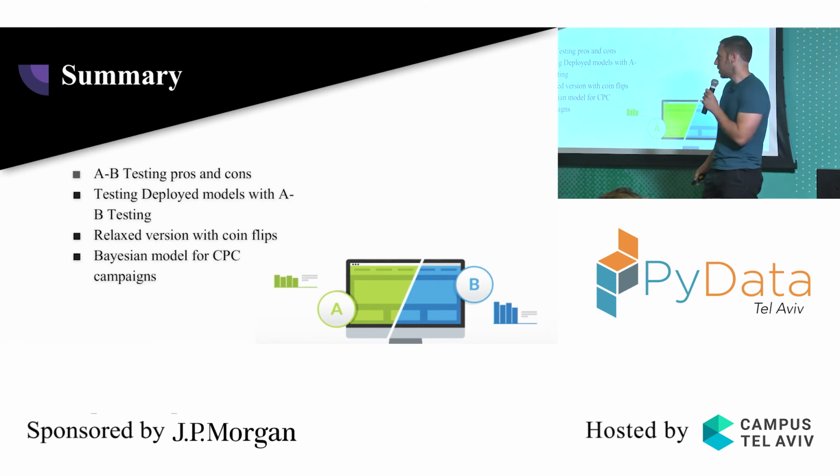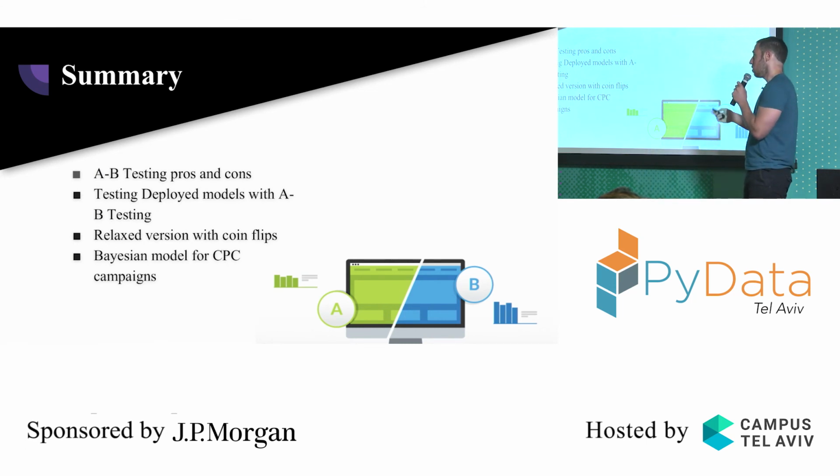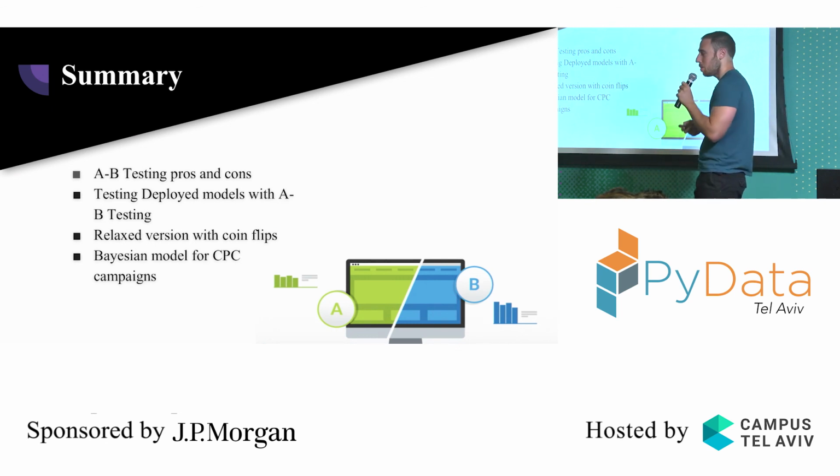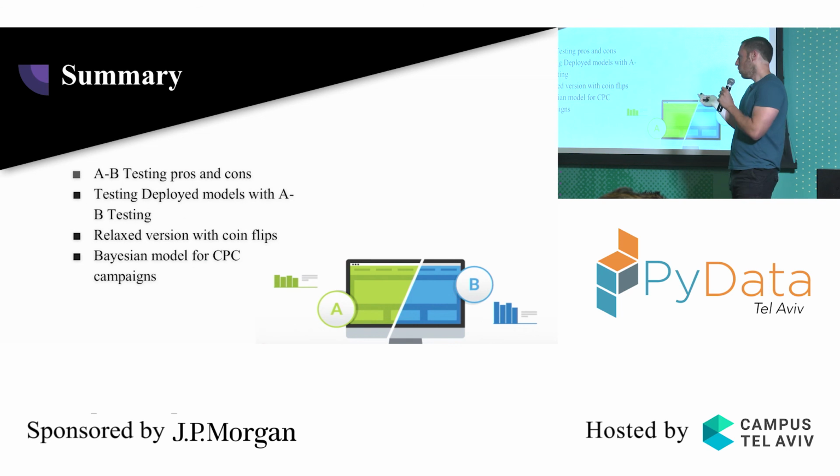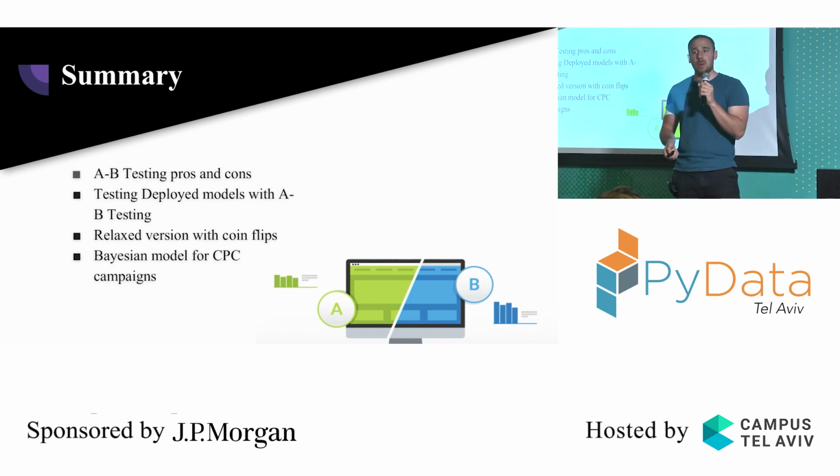Okay, so to summarize, we saw an A/B testing experiment. We saw a factorial experiment. We saw how A/B testing can be used when deploying models in production. We saw a relaxed version with a coin flip and a more advanced version with a Bayesian CTR model. And I got the chance to promote the conjugate prior package.